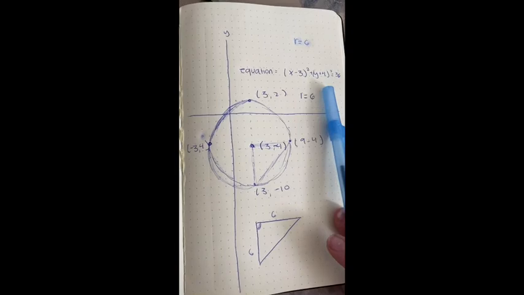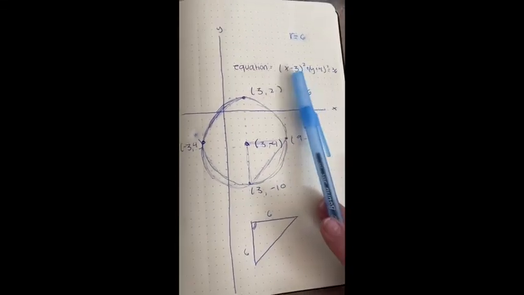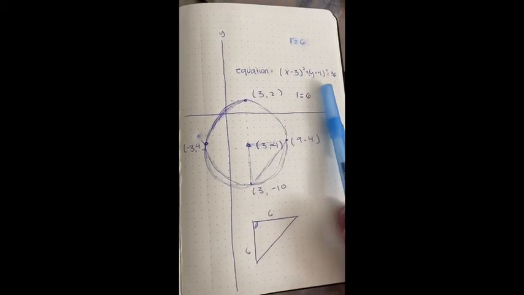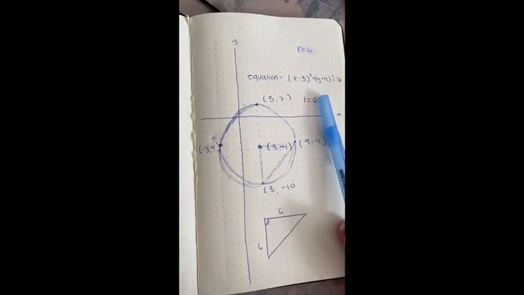If you wanted to find any other points that fit into there, you basically guess and check by putting them into this equation. As long as it's equal or under 36, it should fit inside of the circle.